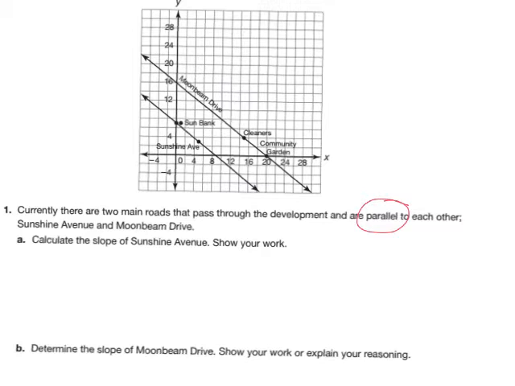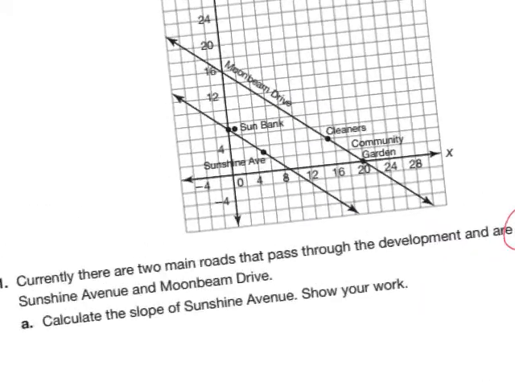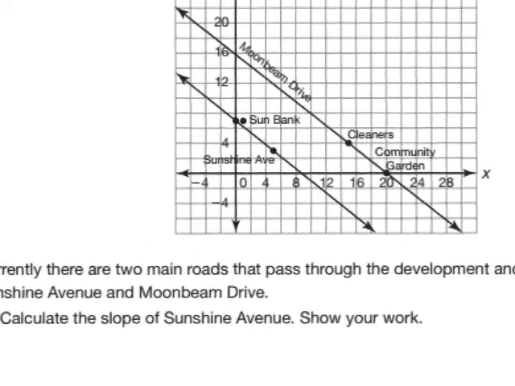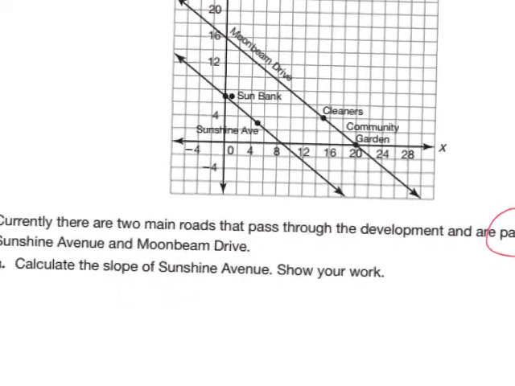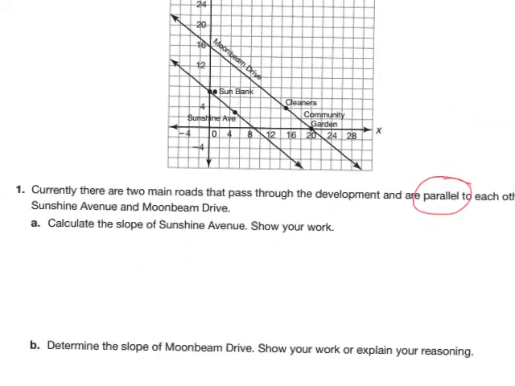Calculate the slope of Sunshine Avenue. Alright, Sunshine Avenue. So Sunshine is this guy right here, and it's definitely going down. So I can visually see that the slope is going down. Before I forget, I'm going to say the slope is negative, for sure. It's going down.